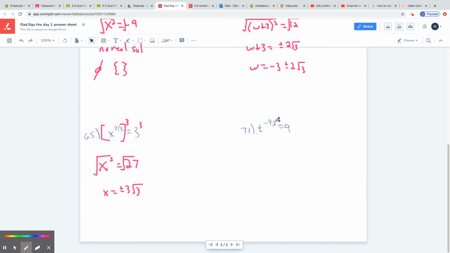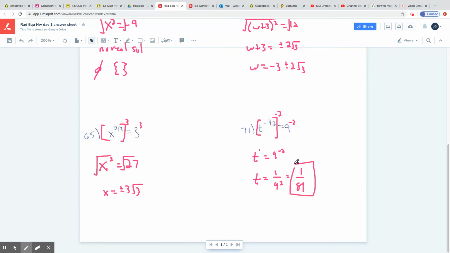And then the last one, we're going to raise to the negative 2, because the denominator is 2 and the exponent is negative. Negative 1/2 times negative 2 is 1. So it's t to the first, which is just t, equals 9 to the negative second. I don't want negative exponents. So t equals 1 over 9 squared, so 1 over 81. There's your answer: 1 over 81.